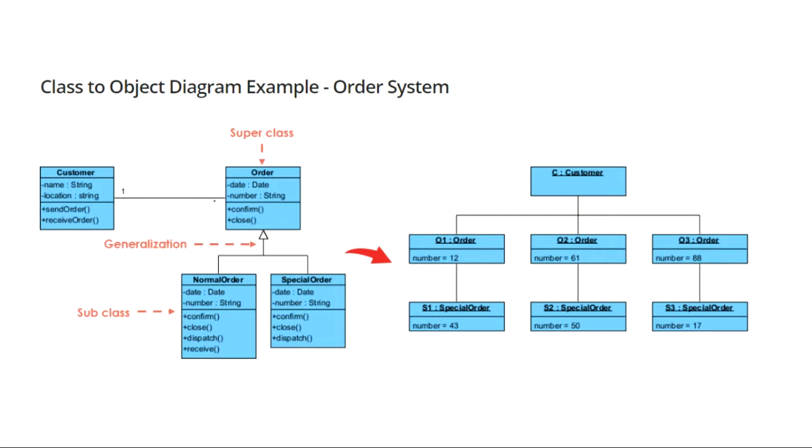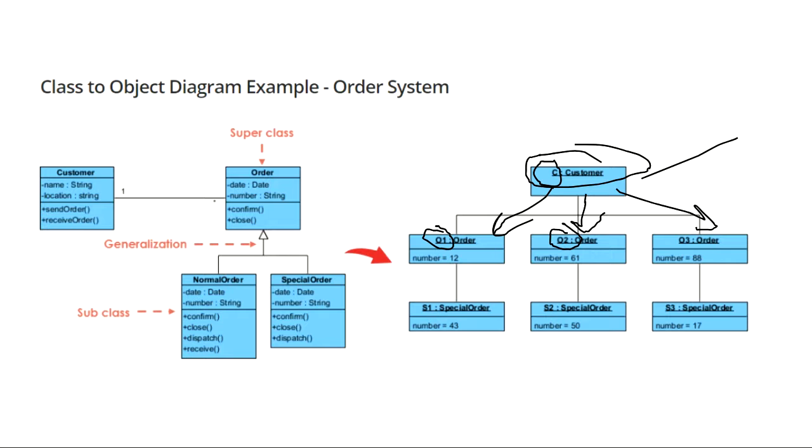So that is how this object diagram has been created. A customer can have multiple orders. That is why for the customer class, I have created only one object, that is C. But for the order class, I have created three objects, O1, O2, O3.